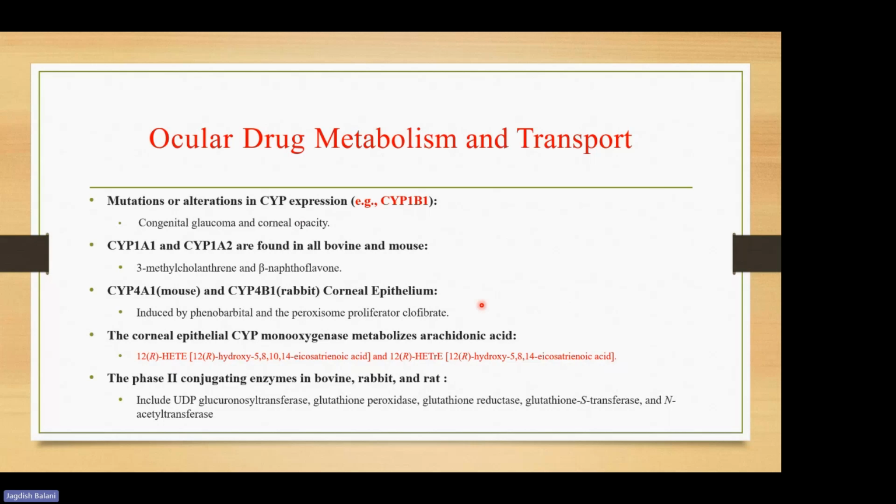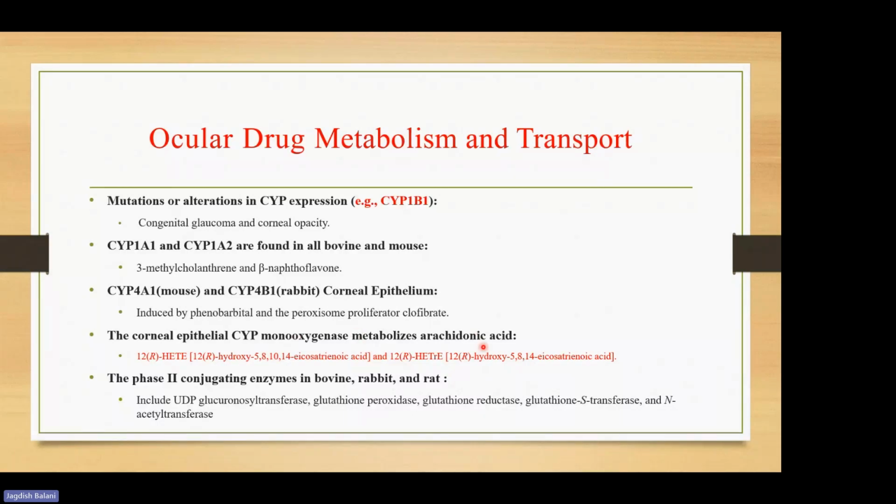Even CYP1A1 and CYP1A2 are found in bovine and mouse and are induced by 3-methylcholanthrene and beta-naphthoflavone. These are the CYP enzymes. Then CYP4A1 is present in mouse, and CYP4B1 in the corneal epithelium, which is induced by phenobarbital and other inducers. That is one effect of these compounds; for example, topical anesthesia has been extended because this CYP enzyme is present in the corneal epithelium of the rabbit.